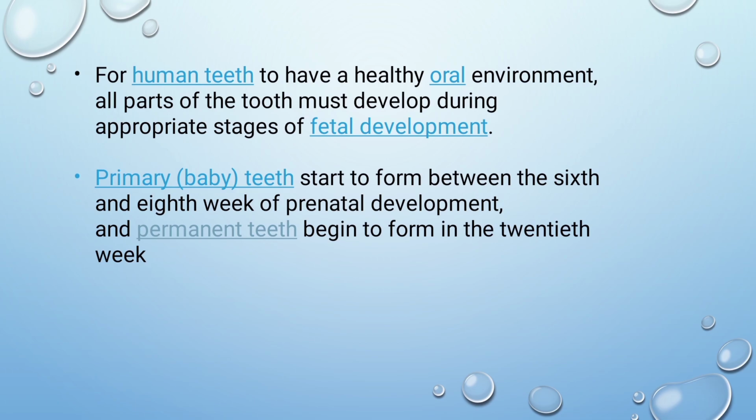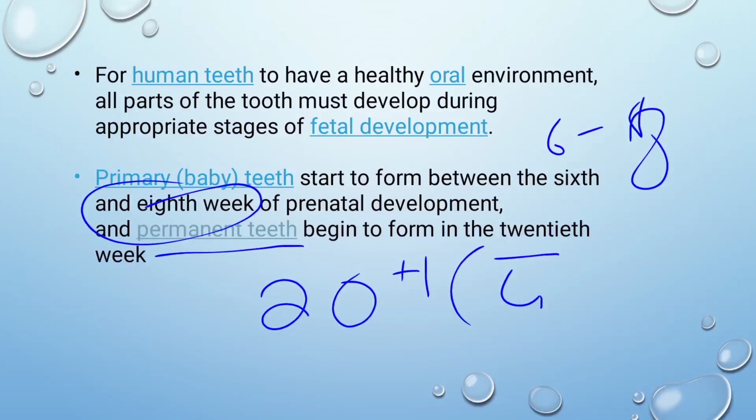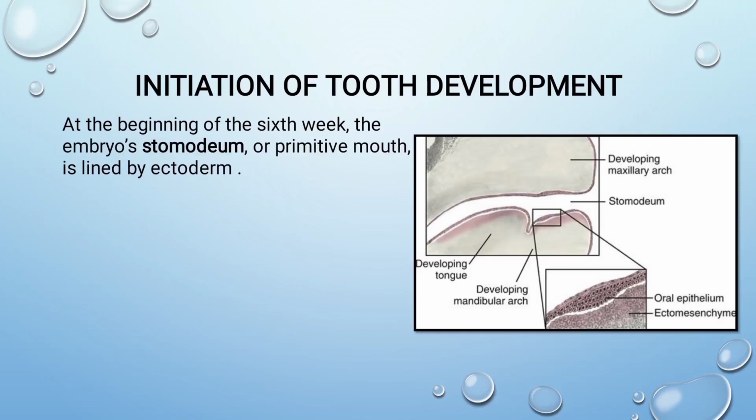For human teeth to have healthy oral environment, all parts of the teeth must develop during appropriate stages of fetal development. So the primary teeth or deciduous teeth start to form between the 6th and 8th week of prenatal development, while the permanent teeth begin to form in the 20th week, or actually the 4 to 5 months period. So how the tooth development is initiated.